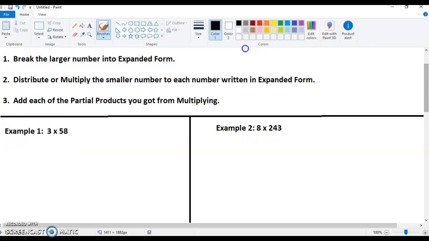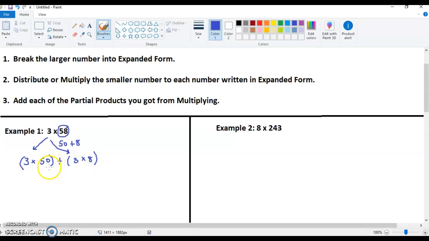Step number one says break the larger number up into expanded form. So let's do that. Let me use a different color here. The larger number here is 58, and we know that 58 is the same thing as 50 plus 8. So here's what we do. You take the smaller number, the 3, and you're going to multiply by each of the numbers broken up into expanded form. So we have the number 3 times 50, and then after we multiply that, we're going to add that to the product of the number 3 times the number 8, the only other one that's left over.